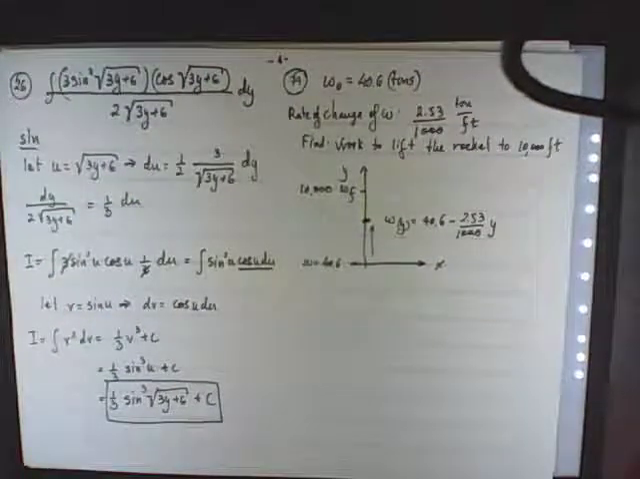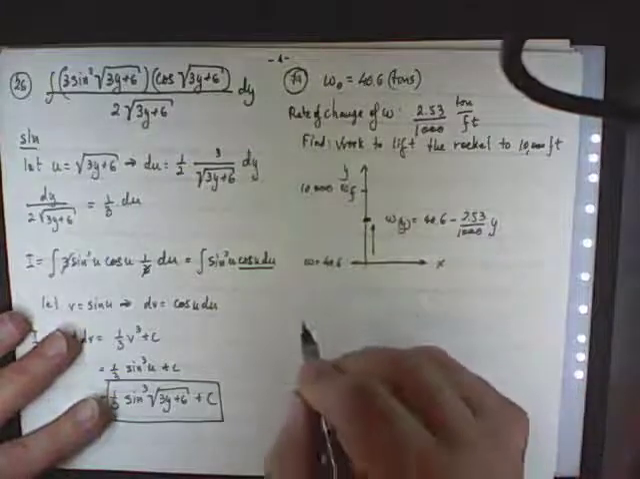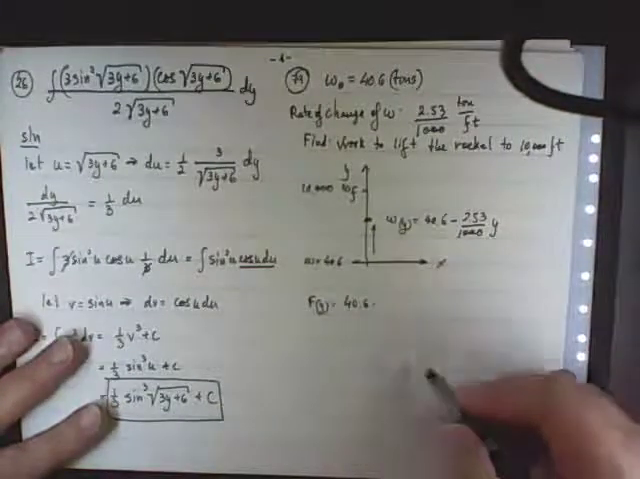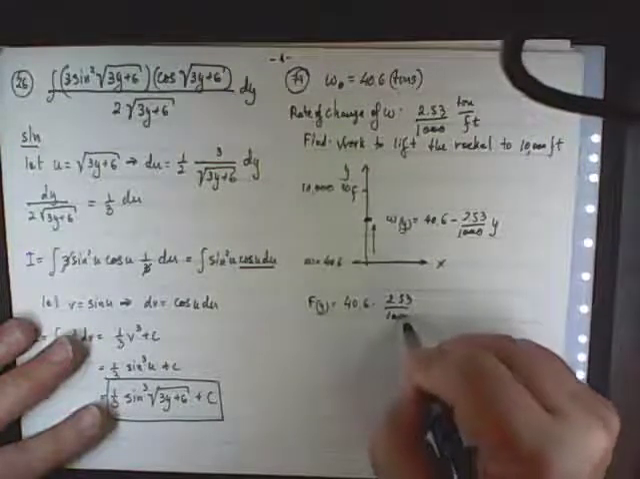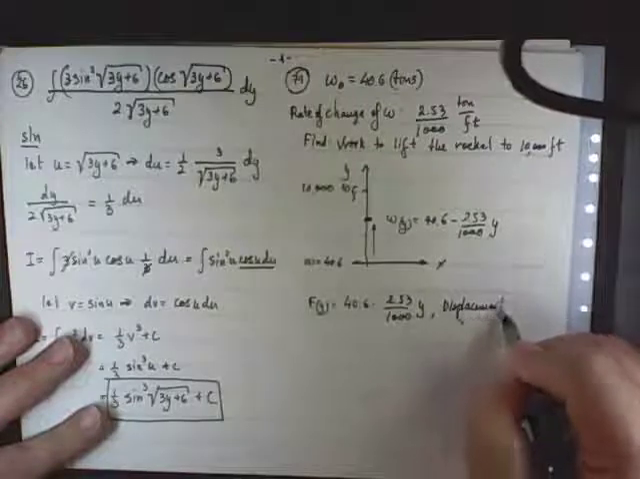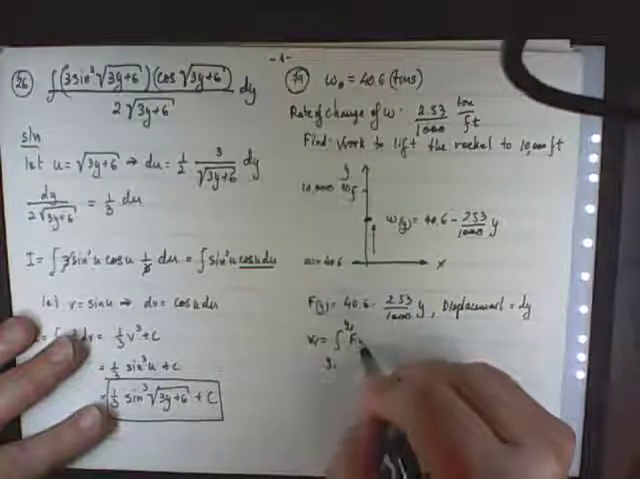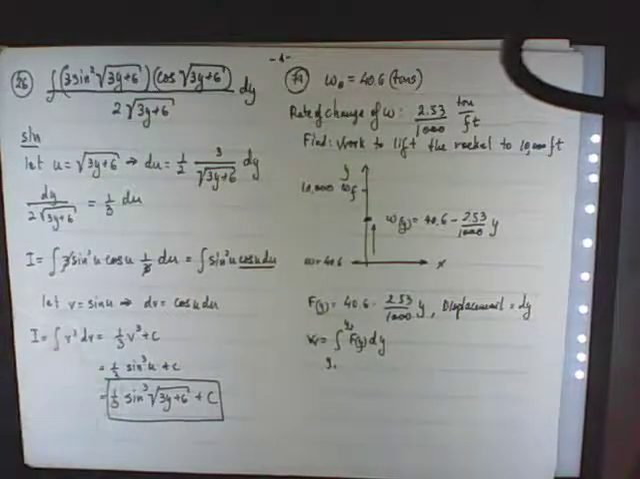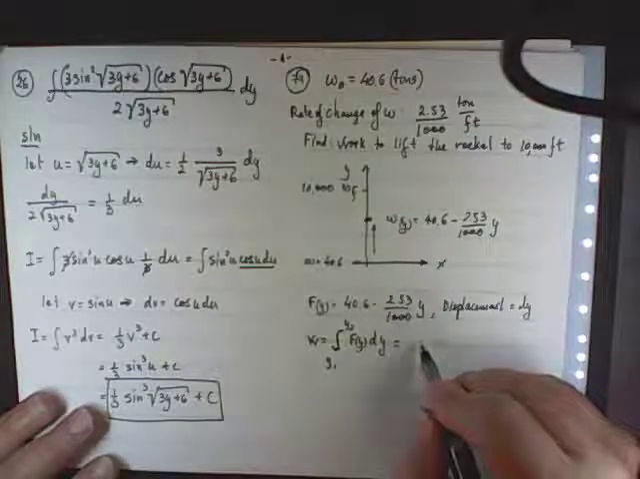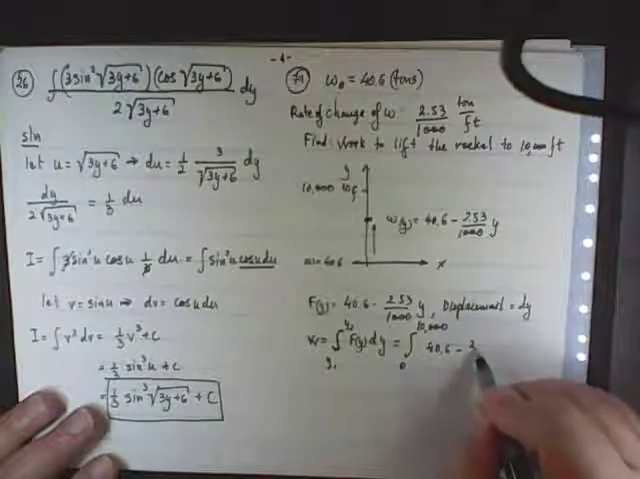Okay, so this is the F, and the displacement will be y. So F of y is 40.6 minus 2.53 over 1,000 y. The work will be the integral from y1 to y2 of F dy. That's by definition. So y1 is of course 0, y2 is 10,000. So it will be the integral from 0 to 10,000 of 40.6 minus 2.53 over 1,000 y.